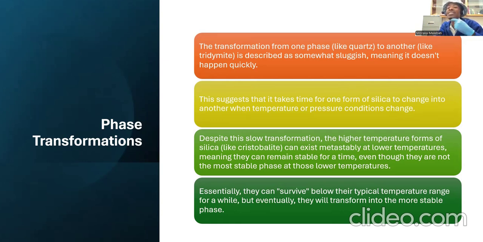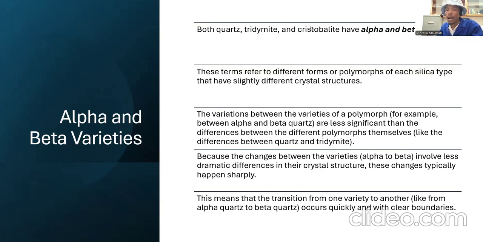During phase transformation, both quartz, tridymite and cristobalite have alpha and beta varieties. Like I said, we've got alpha quartz, beta quartz, alpha tridymite, beta tridymite, and so on. These terms refer to different forms of polymorphs of each silica type that have slightly different crystal structures. Chemically, they will still consist of SiO₂, but structurally they differ because of the atoms rearranging themselves.